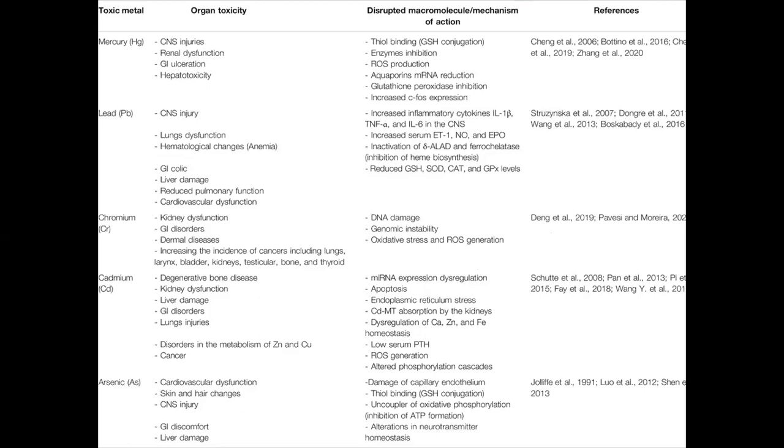The picture represented in the slides shows the toxic metals and organ toxicity, disrupting the macromolecule mechanism of action, with their references. The toxic metals involved are mercury, lead, chromium, cadmium, and arsenic, which damage organs.